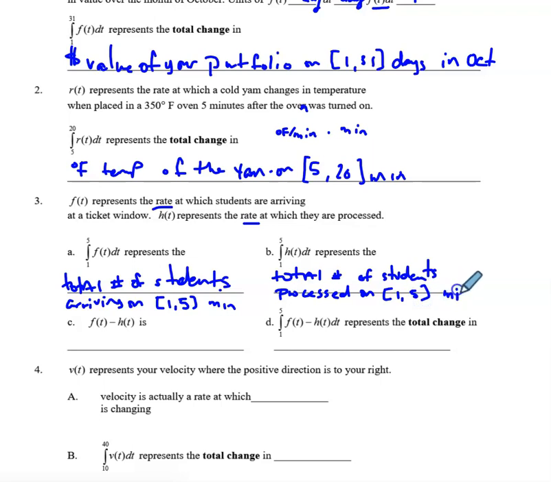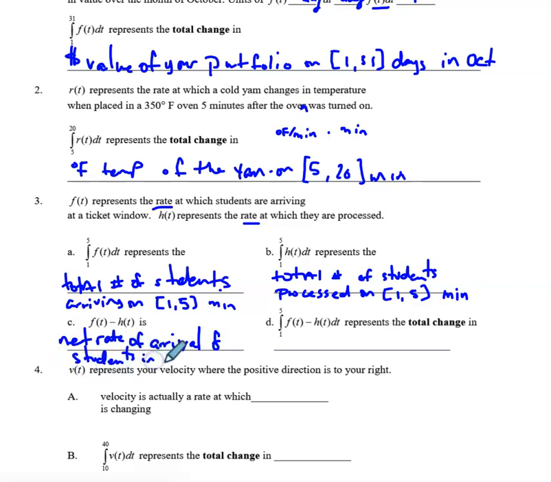So we integrated f of t and we got the total number of students who arrived. We integrated h of t and we got the total number of students who were processed and therefore left. C is f of t minus h of t. There are no integral signs here. So what we have here is a rate in minus a rate out. So what this is going to be is a net rate at which students are arriving. So net rate of arrival, if it's a positive rate, it'll be arrival. If it's a negative rate, it'll be net processed.